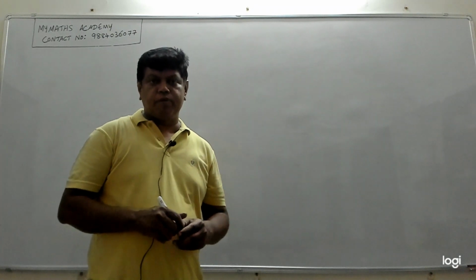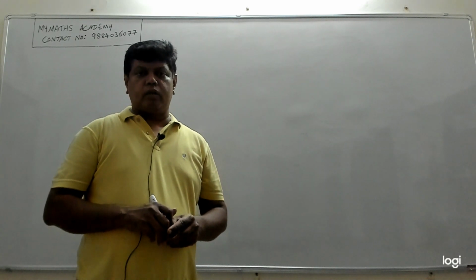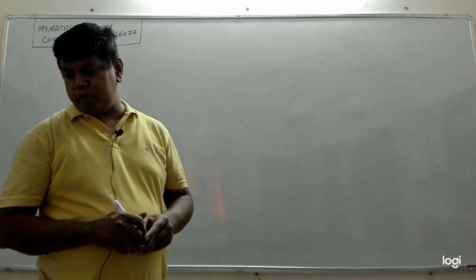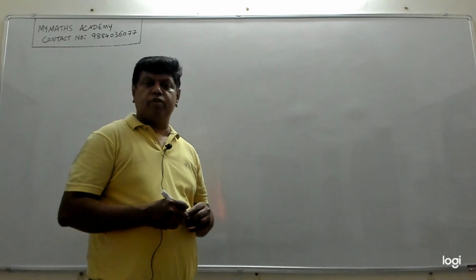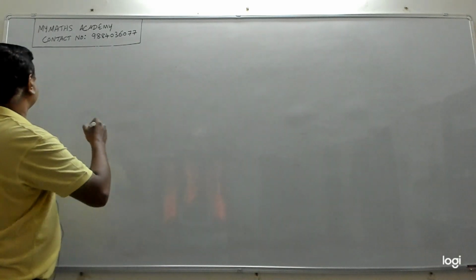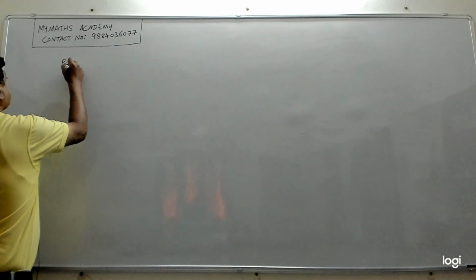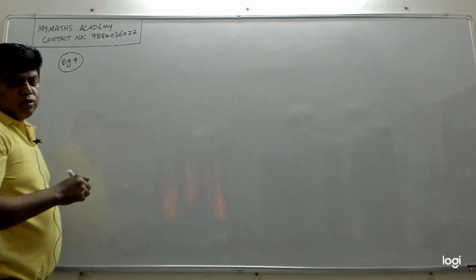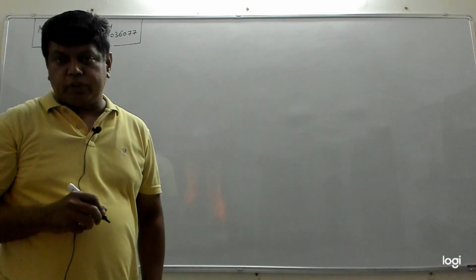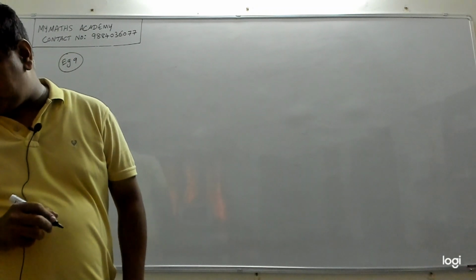In this session, we will continue on 10th standard CBSE Polynomials chapter from example 9. So, example 9, which is on page number 35 in your textbook.